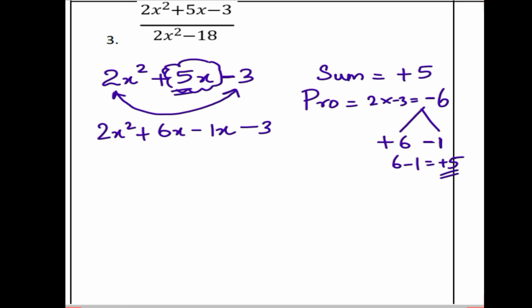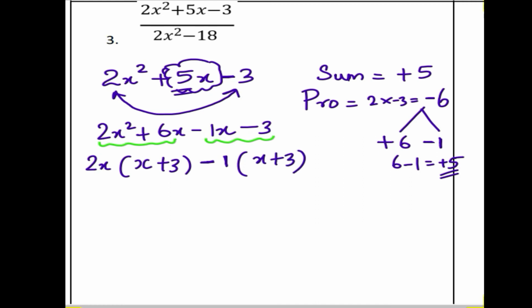I have 4 terms, so I'm going to factorize each of the two groups separately. I have 2x and x plus 3. Here I'll take minus 1 and x plus 3 within the brackets. I can see x plus 3 the common term. So further factorizing it as x plus 3 multiplied by 2x minus 1. So I have factorized the numerator, and now thinking about the denominator.